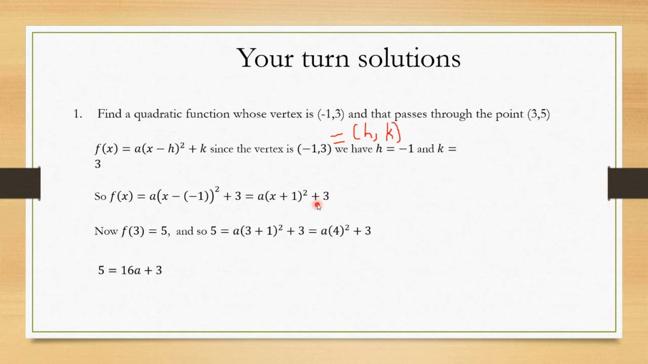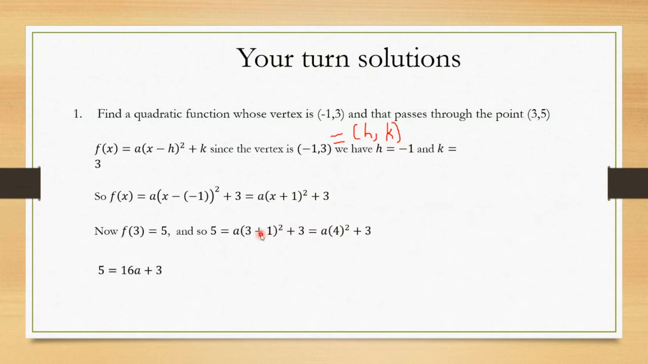Now, what we also know is f of 3 has to be 5. How do I know that? Because this point is on the graph. Remember, if a point is on the graph, the function maps the x-coordinate to the y-coordinate. So f of the x-coordinate is the y-coordinate. Since this is on the graph, we have to have this. So let's plug it in. We know that 5 has to equal a times (3 plus 1) squared plus 3.